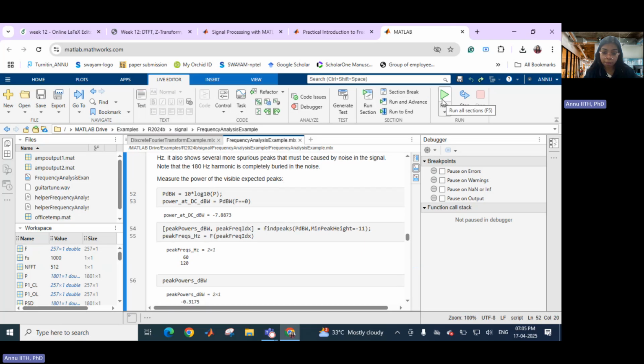So this is to measure the power of the visible expected peaks. And peak power is a peak bandwidth, let's see.